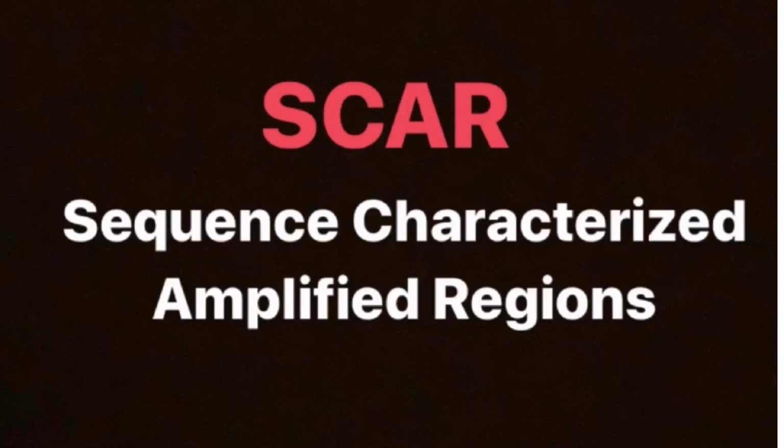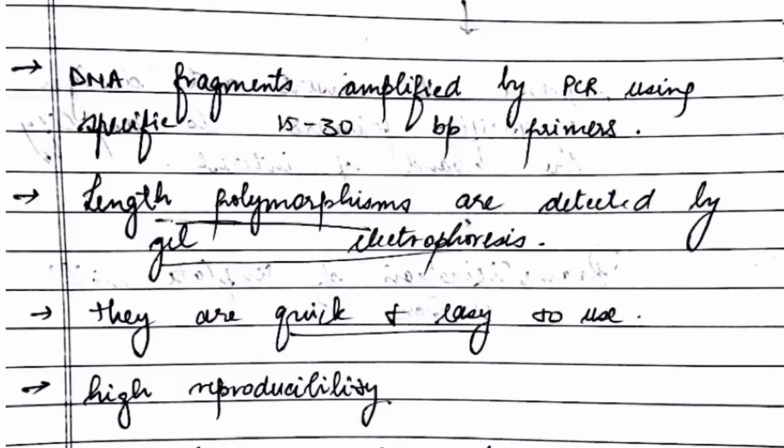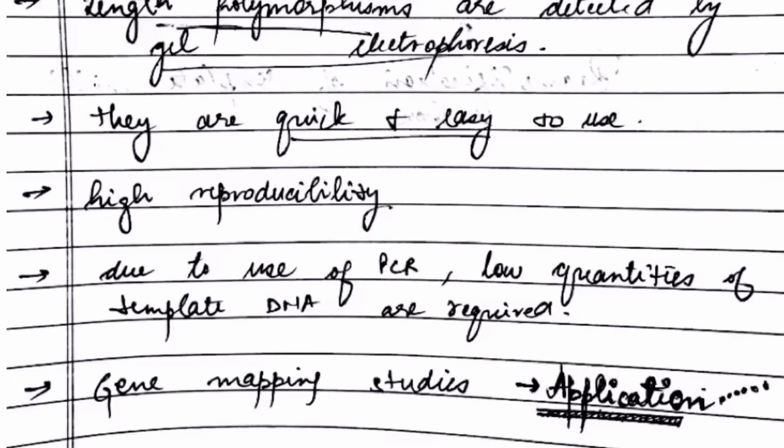The DNA fragments are amplified by PCR. The length polymorphisms are detected by gel electrophoresis. They are quick and easy to use, and the applications are the same. They give us high reproducibility. And the process involves the DNA being cut and the polymorphic band cloned. Then the sequence of interest is determined and specific primers are designed to amplify the band of interest. And then the reamplification of the template will be shown.